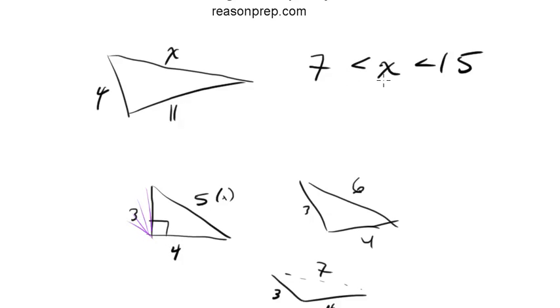Which is why here, X cannot be bigger than 15, which is the sum of these sides. Here, it can't be bigger than 7. What about in the opposite case?